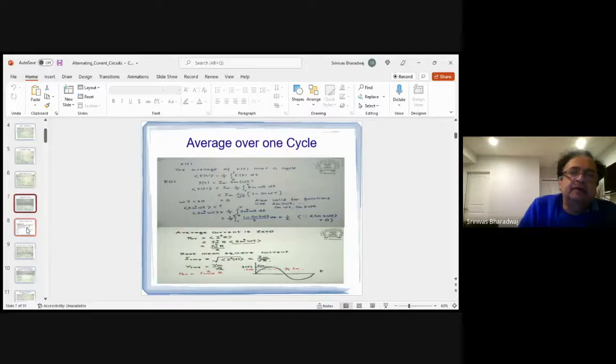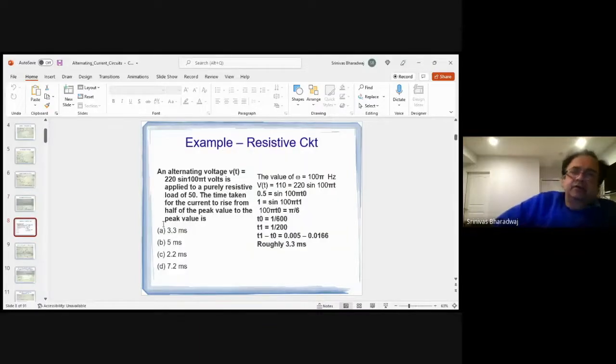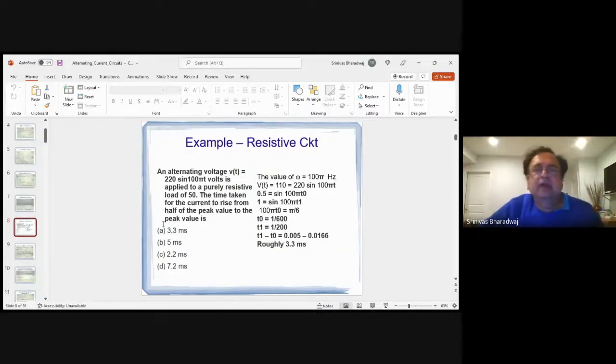P times I, right? Therefore, now let's look at this one. Alternating current is applied to a pure resistive load of 50. The time taken for the current to rise from half of the peak value to the peak value. And half of the peak value is what? Peak value is 220, right? What is half of the peak value? 110. So what is the sine?